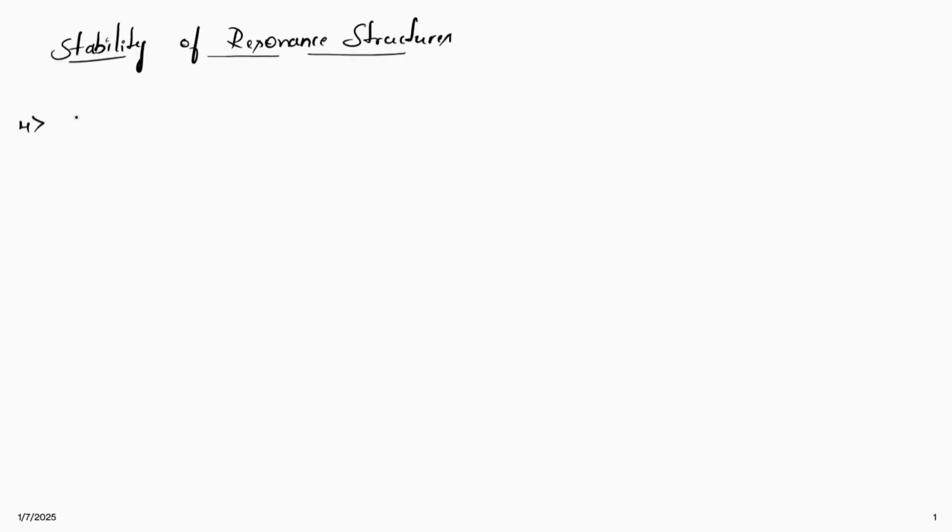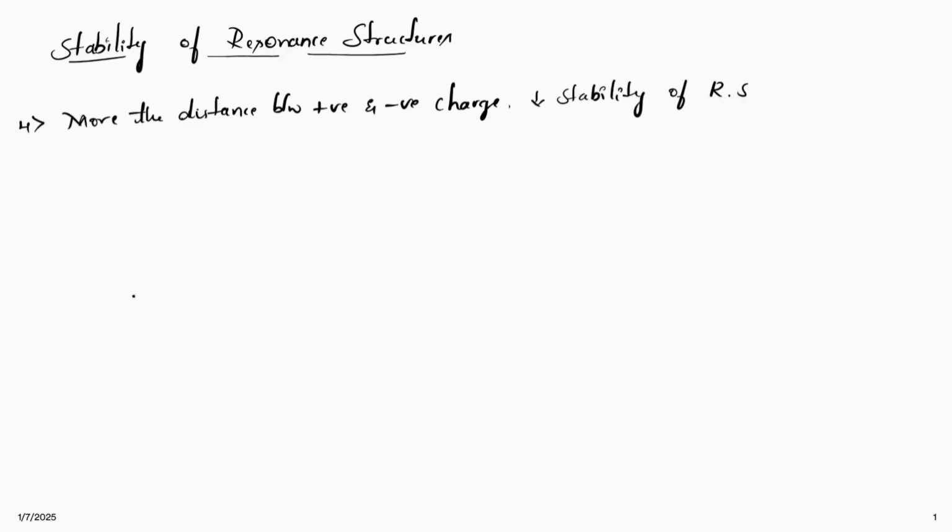More the distance between positive and negative charge, lesser the stability of resonance structures. If the distance between the positive and negative charge is more, then the stability of the resonance structure is less.